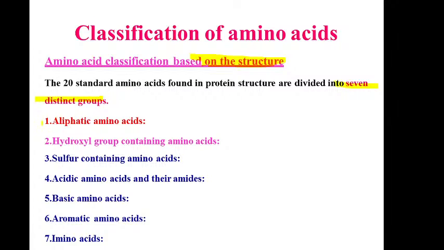We have aliphatic amino acids, hydroxyl group containing amino acids, sulfur containing amino acids, acidic amino acids, basic amino acids, aromatic and imino acids. So these are the amino acids on the basis of their structure. So this is also your homework. I hope all of you have done it.